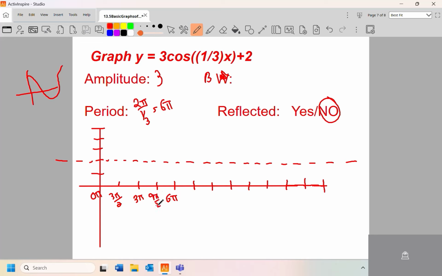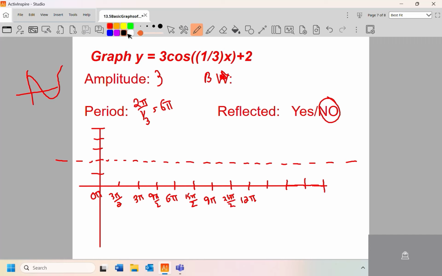All right. Now I said I was going to do another cycle, so I'm going to add another 6 pi. That'll take me to 12 pi. Halfway between 6 pi and 12 pi is 9 pi. Halfway between 6 pi and 9 pi is 15 pi over 2 because we add and divide. Halfway between 9 pi and 12 pi is 21 pi over 2.